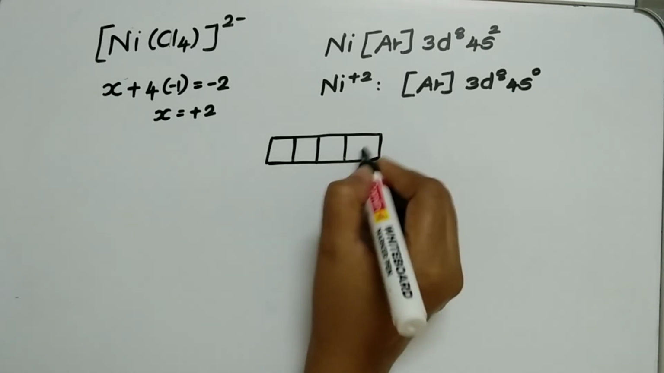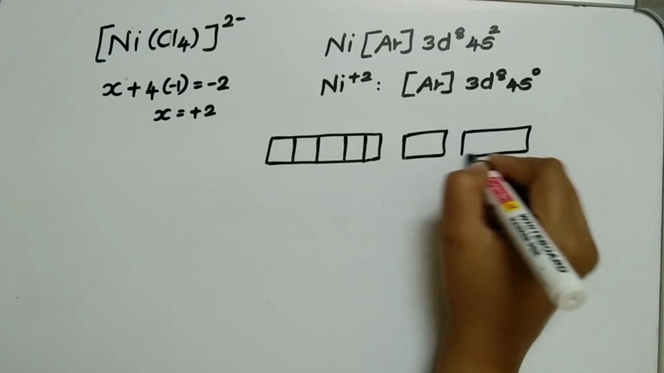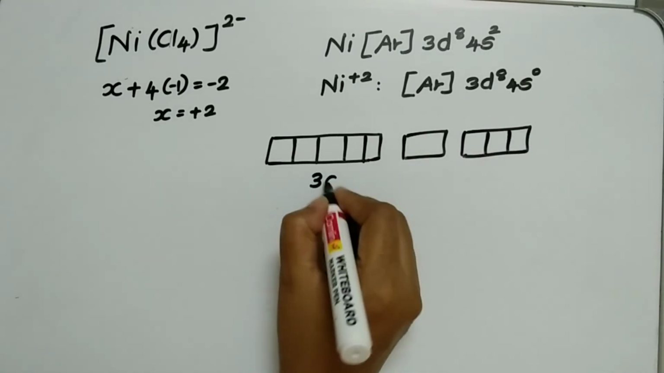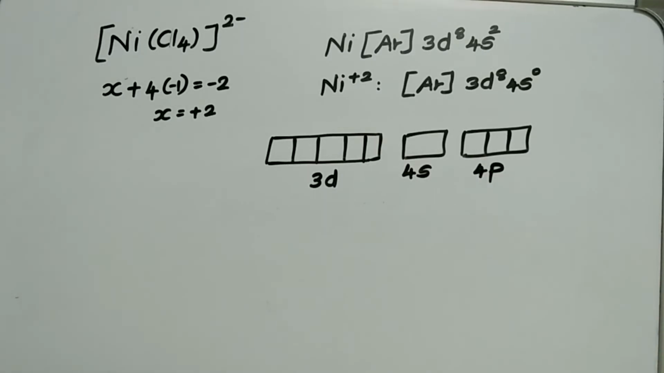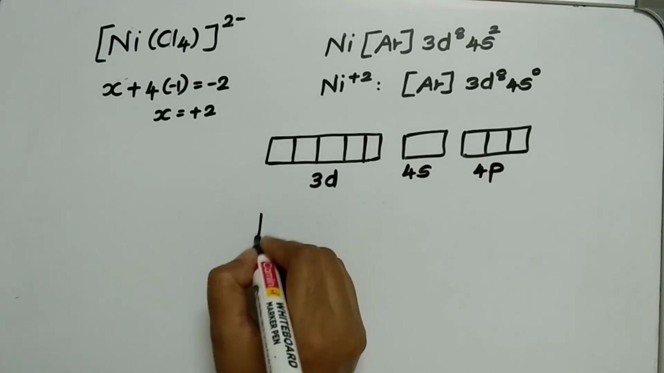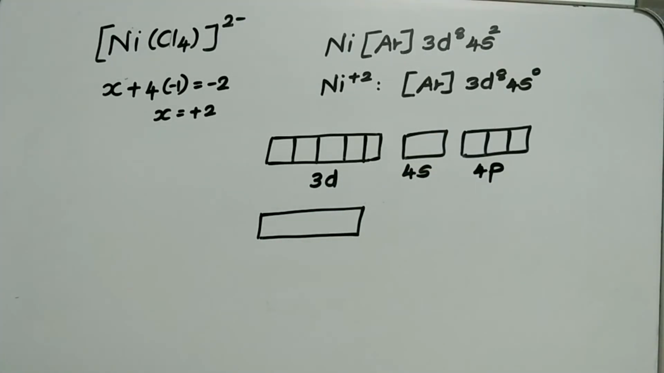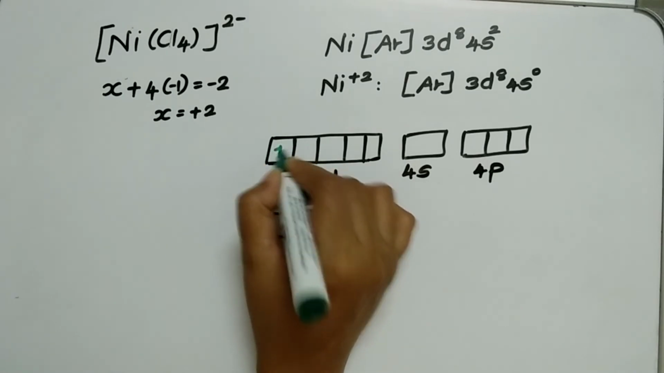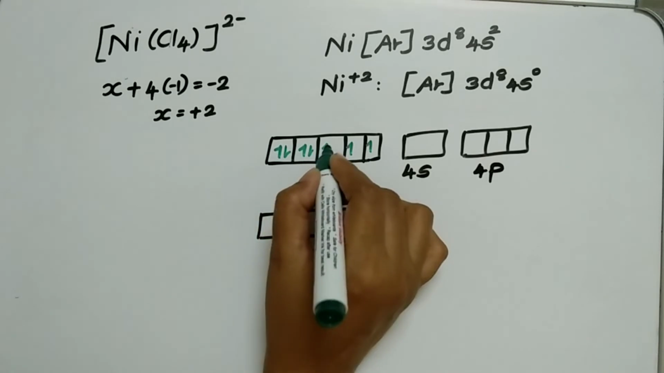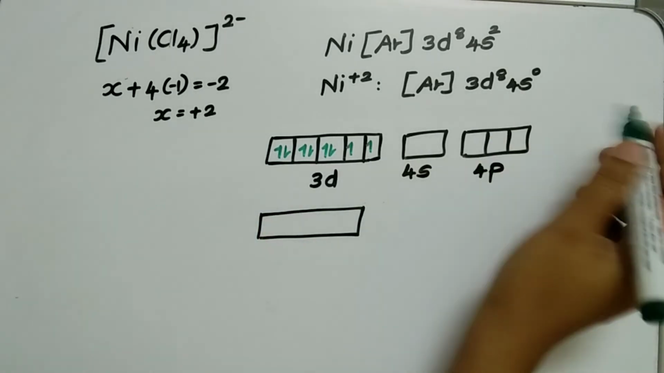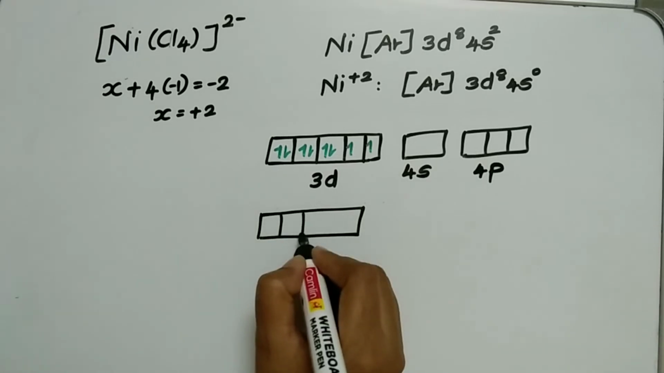Now, draw the orbitals of d: 1, 2, 3, 4, 5. This is 4s, this is 4p. So, 3d, 4s, 4p. Right. Let us fill this first. So, 3d8 electrons: fill 1, 1, 1 first, 1, 2, 3, 4, 5, 6, 7, 8. 4s has no electrons, and 4p also has no electrons.